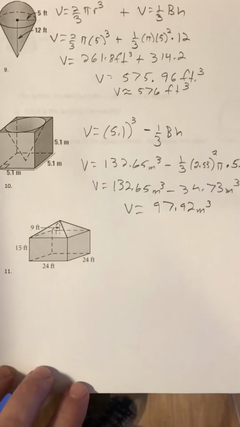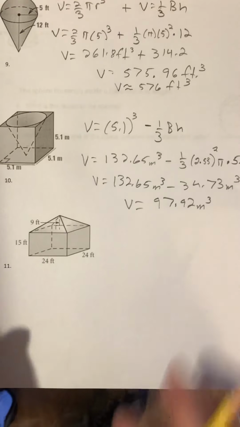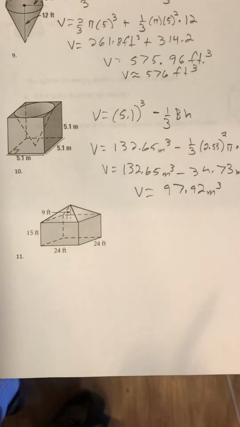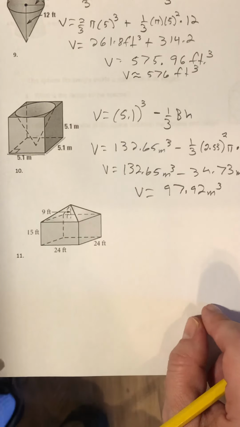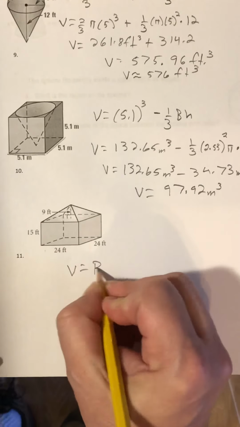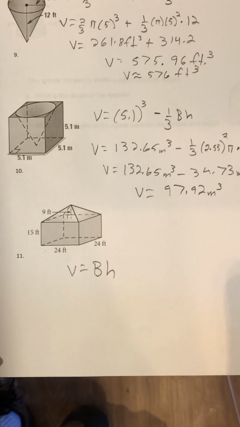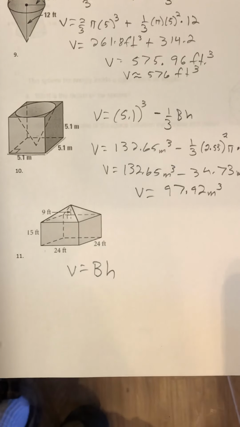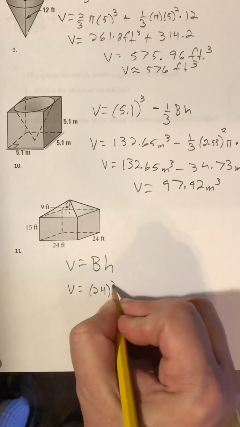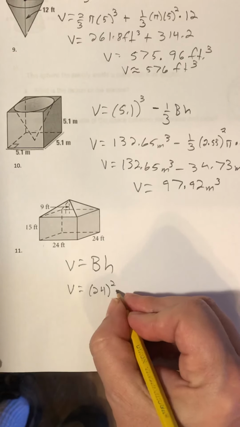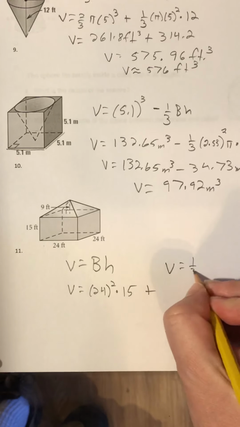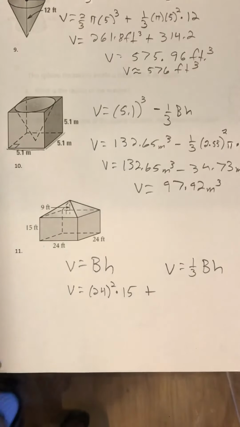And then finally, we've got, I say finally, there's a couple more on the next page actually. We've got a prism with a pyramid on top. So I know that the volume of a prism is equal to the area of the base times the height. So the volume of the prism is going to be 24 squared, because it's a square base, times the height, which is 15. And then I need to add the volume of the pyramid, which is 1/3 the area of the base times the height.